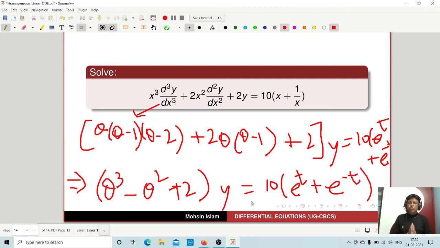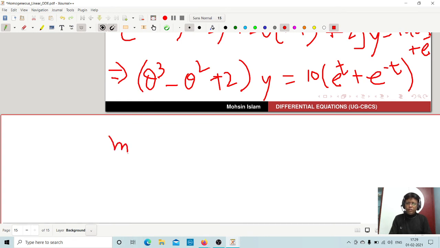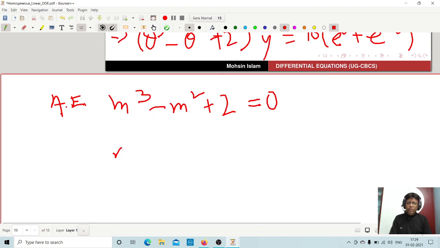Your new form is a linear differential equation with constant coefficients. So that's all, and you can solve this because you can get the auxiliary equation and find the roots. Suppose in this case, I can show you, no problem, your auxiliary equation is m cube minus m square plus 2 equal to 0. That is your auxiliary equation, and if you solve, it will be factored. You can do the factorization.